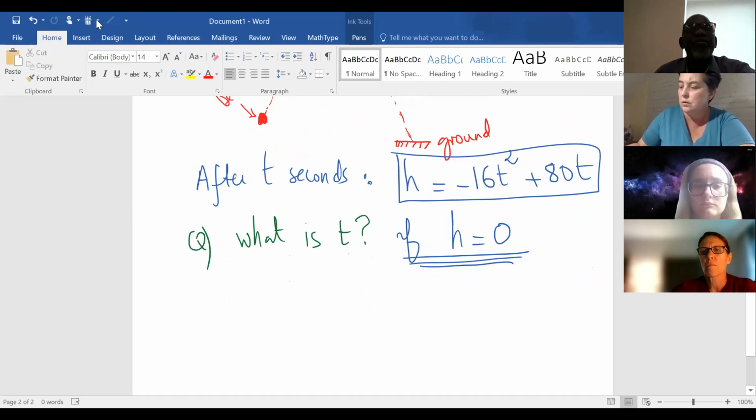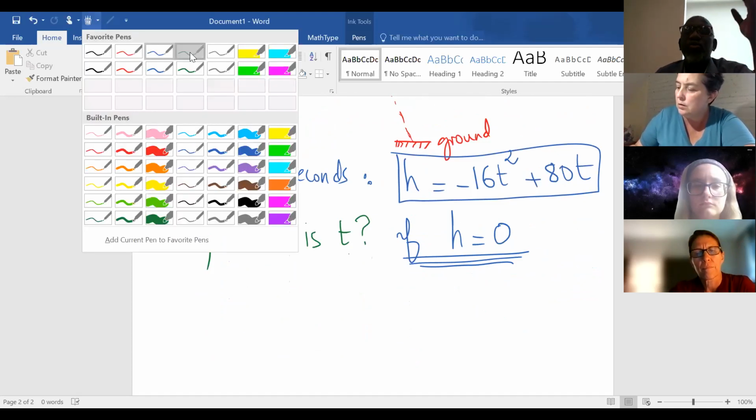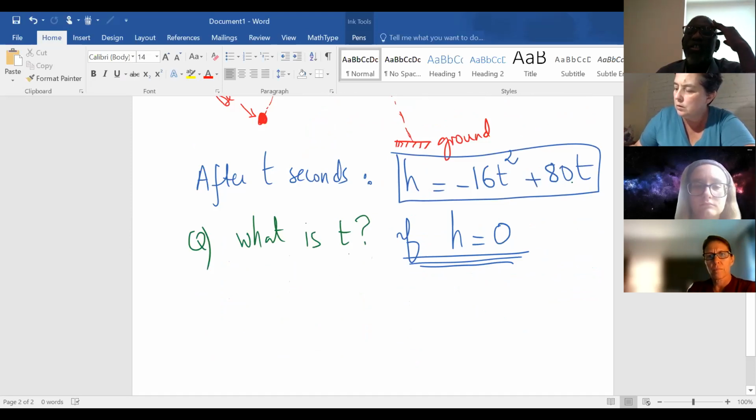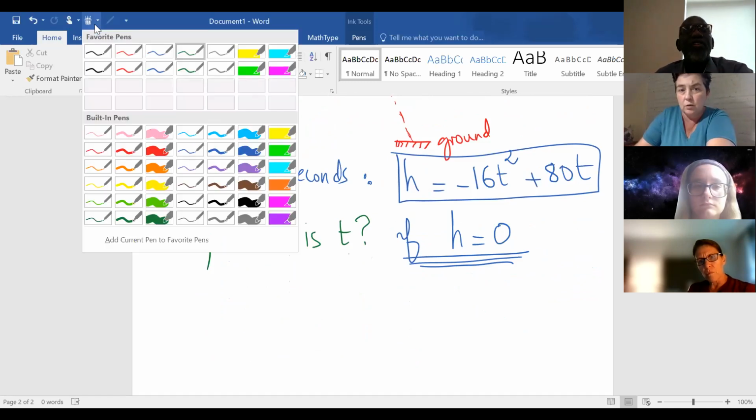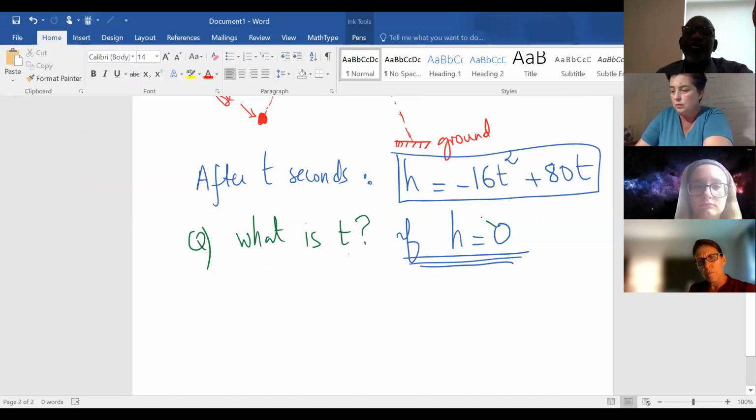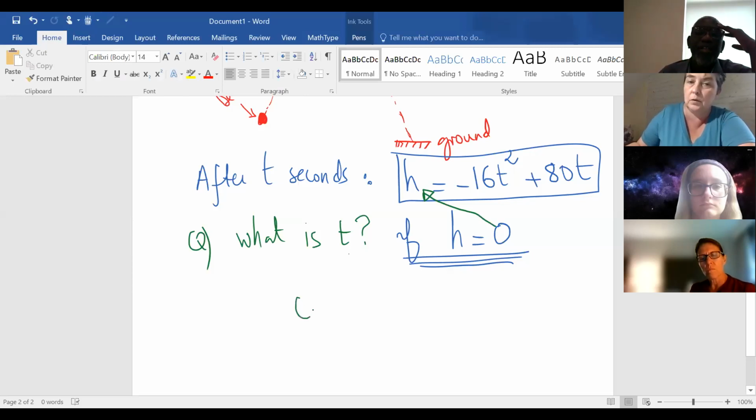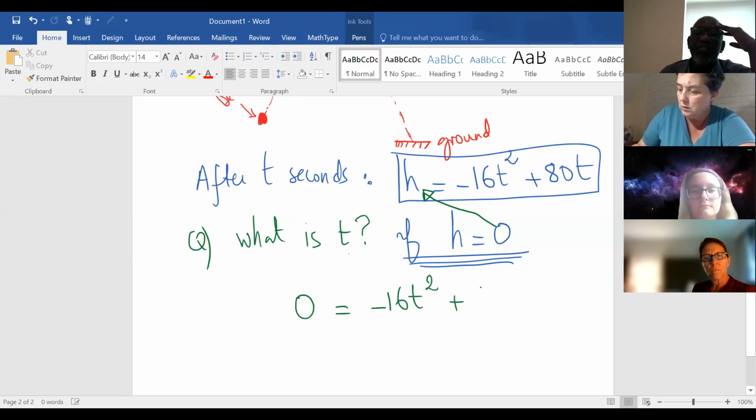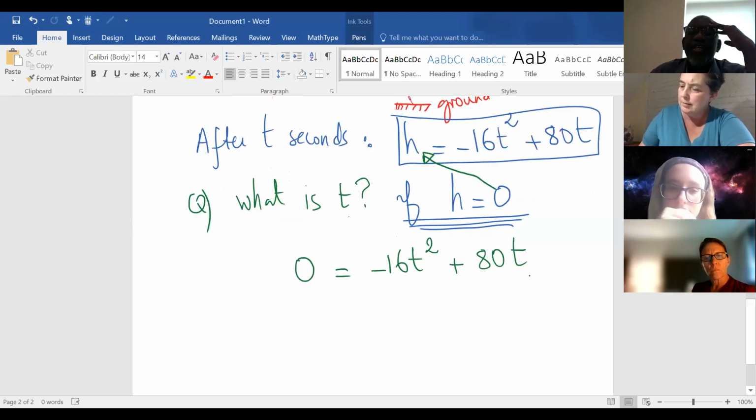In the equation h equals negative 16t squared plus 80t, what am I going to do? Change the h to 0. Thank you very much. I'm going to substitute right here, right? I'm going to say 0 equals negative 16t squared plus 80t. And now I'm going to solve this right here.